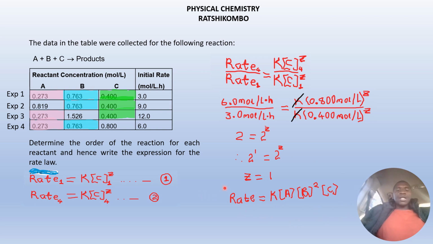After this one, there are some of the questions that we can be asked to find, like finding the value of k, which is obviously going to be simple because already we know the order of each reactant, like that.